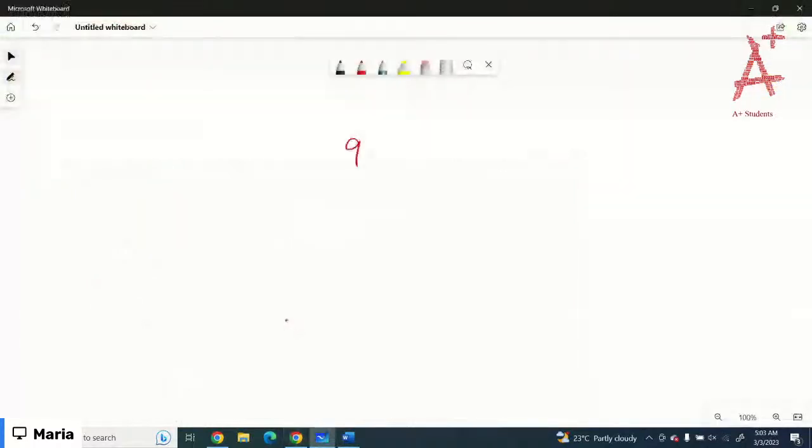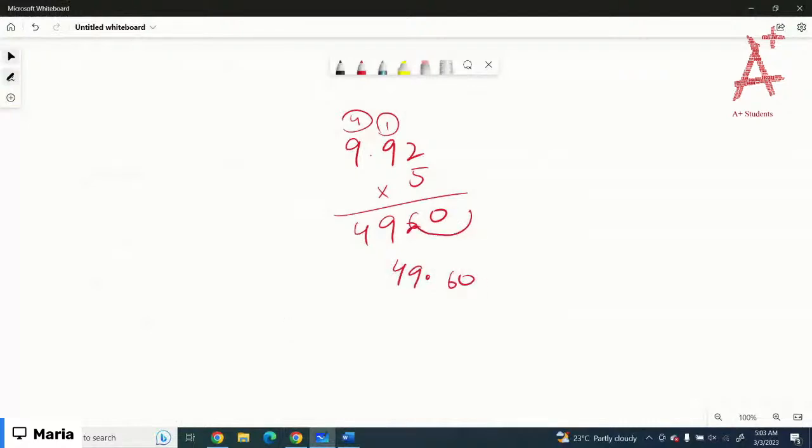Got it? Let's multiply the whole numbers. Let's suppose we don't have any decimal. Got it? Let's just multiply without decimals. 5 times 2 is 10, 0, 1 carry. 5 times 9 is 45 and 1 is 46, 6, 4 carry. 5 times 9 is 45, 46, 47, 48, 49. So here you have two decimal places. Got it? You have to move decimal point two places left. So it would be then 49.60. Got it? So the correct option is 49.60.